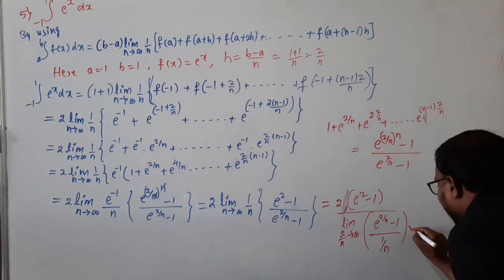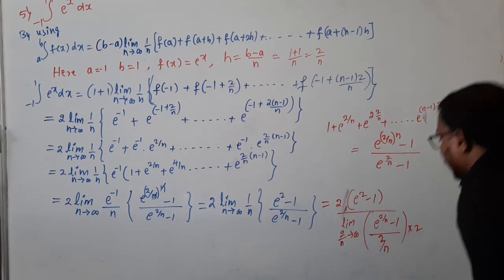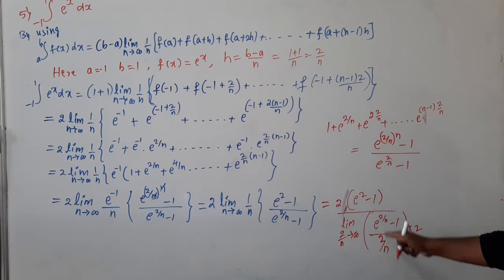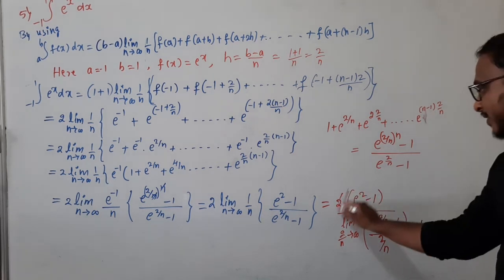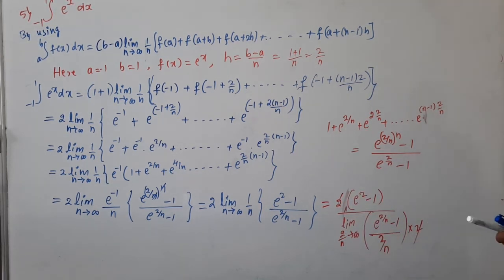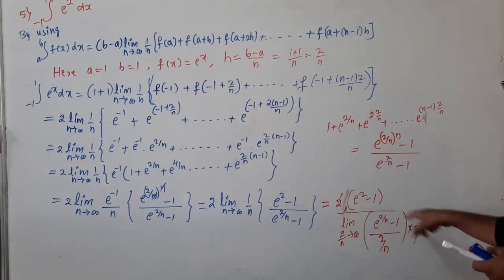I am multiplying it by 2 and 2. It will become 2 by n, e to the power 2n minus 1, divided by 2n. So these 2 and these 2 get cancelled. Okay, now apply the limit to this function.